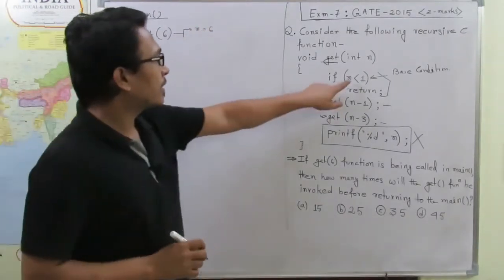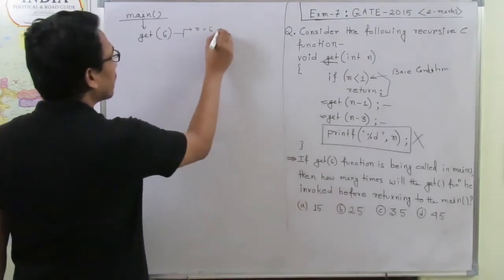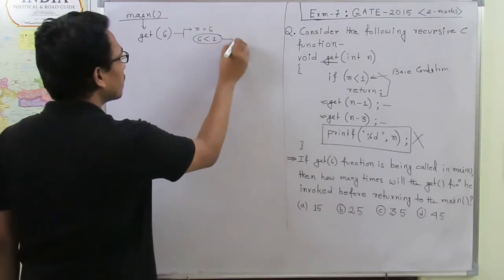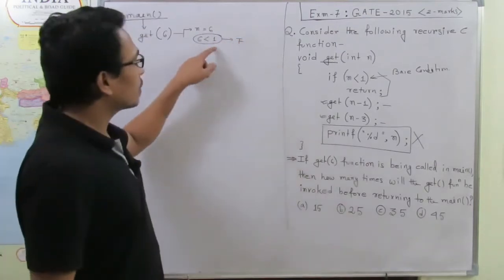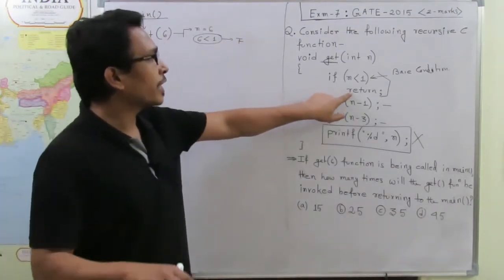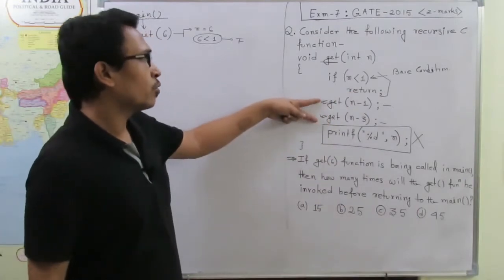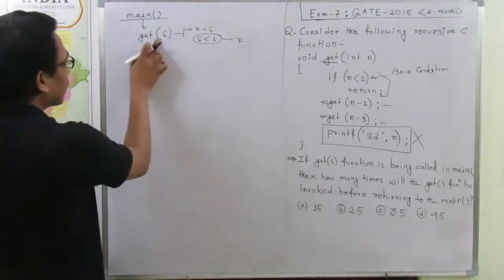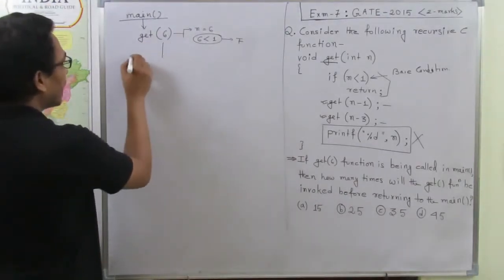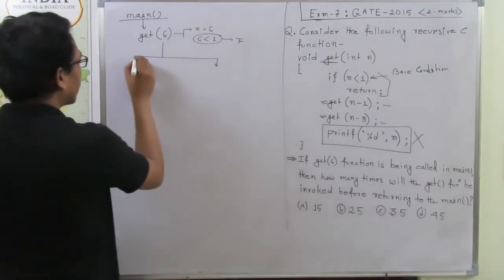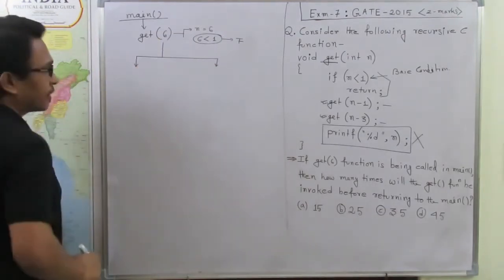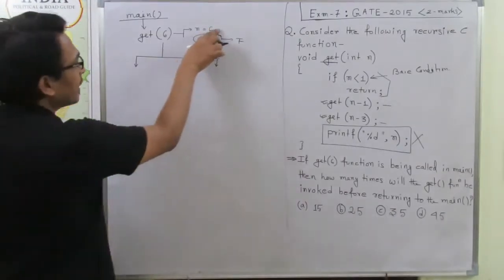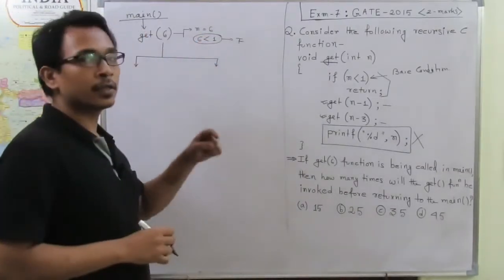That means 6 less than 1, this condition is false. As this condition is false, that means this return statement will not execute. So we encounter these two function calls. That means from inside this function call get 6, we have two more function calls. Look, first one is called with get n minus 1. So n is 6, 6 minus 1 means get 5.